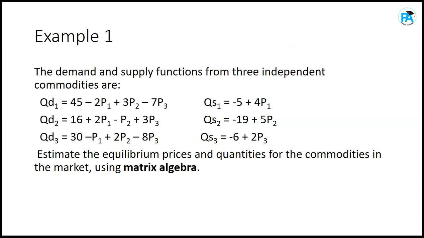It says the demand and supply functions for three independent commodities are: we have QD1 to be this, QS1 to be this, and then we have QD2 as this, QS2, QD3, QS3. Now they say estimate the equilibrium prices and quantities for the commodities in the market using matrix algebra. So to do this, are you with me?